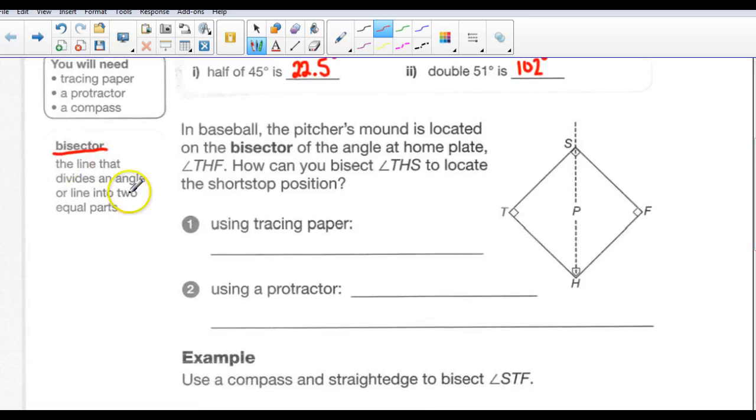Bisector. Here's another term that we need to know. Bisector is the line that divides an angle or line into two equal parts. Okay, so bisecting an angle means we're cutting that angle in half.